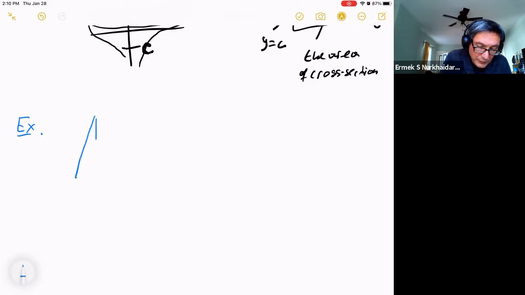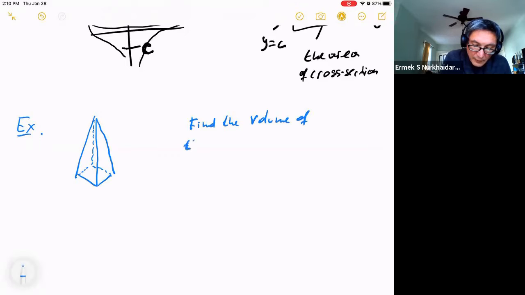Say, if we look at the pyramid with a square base. Find the volume of a pyramid with square base.